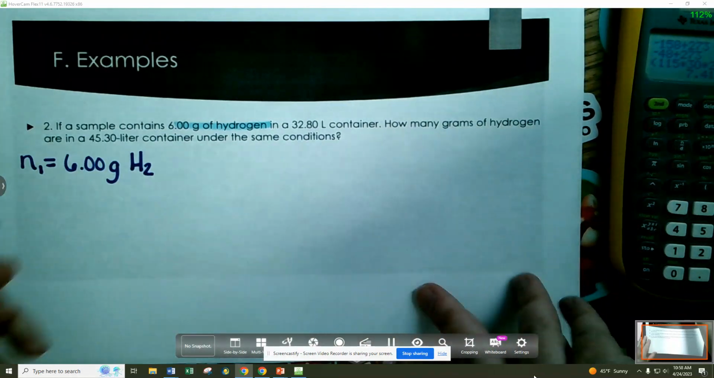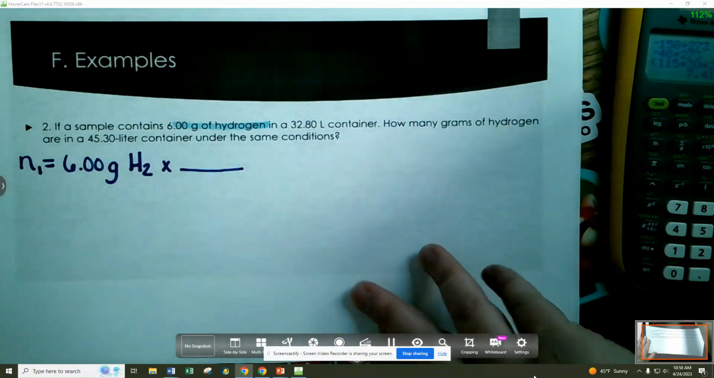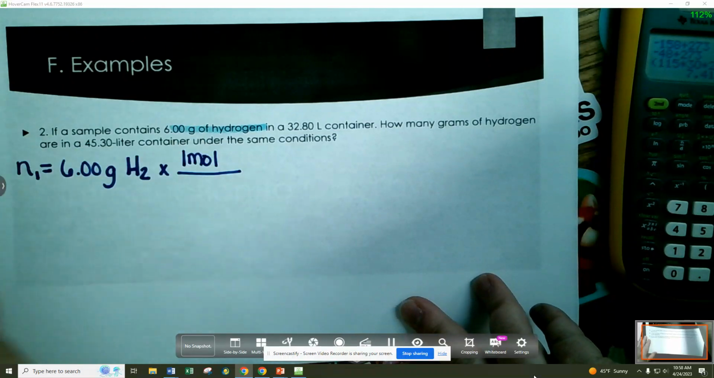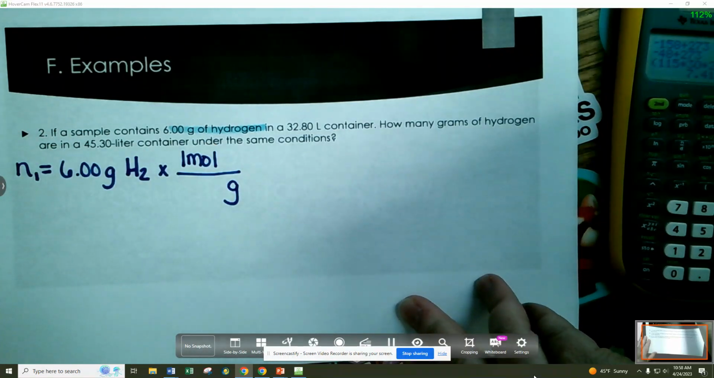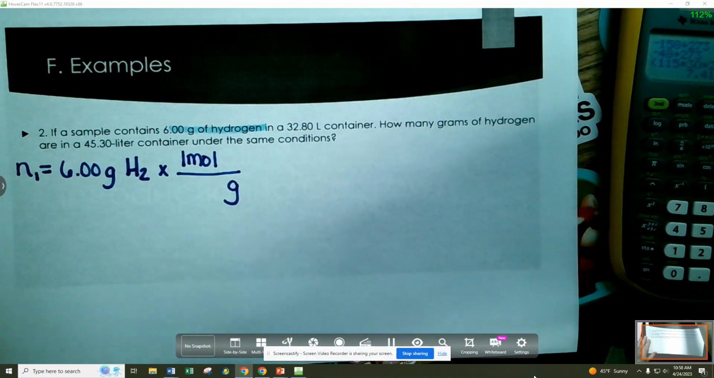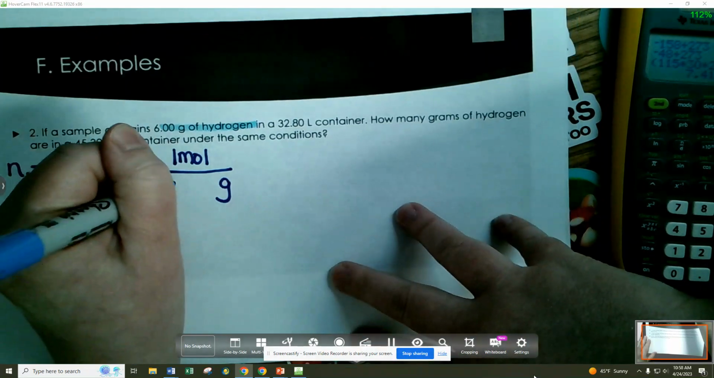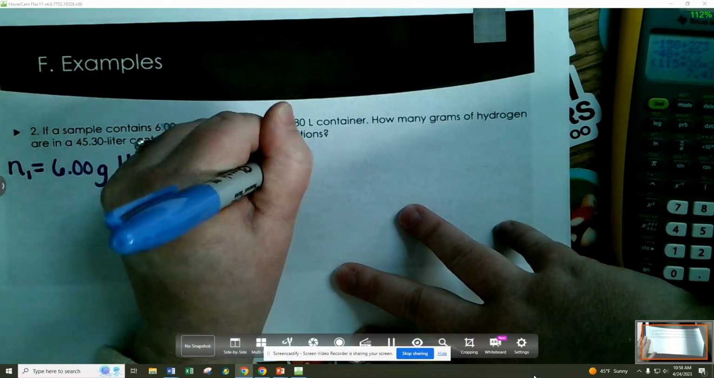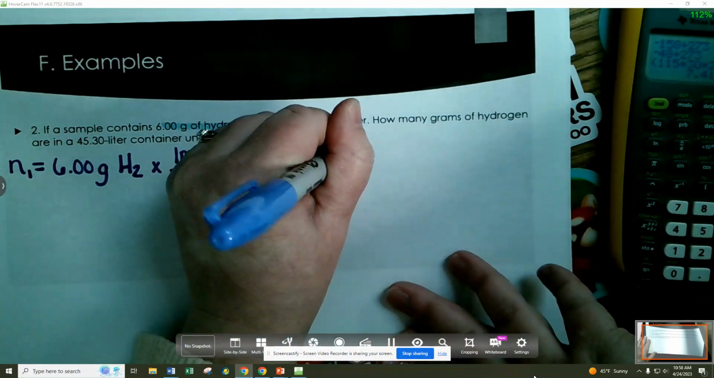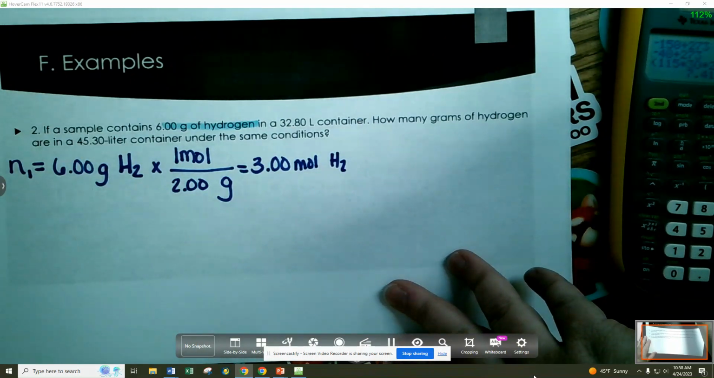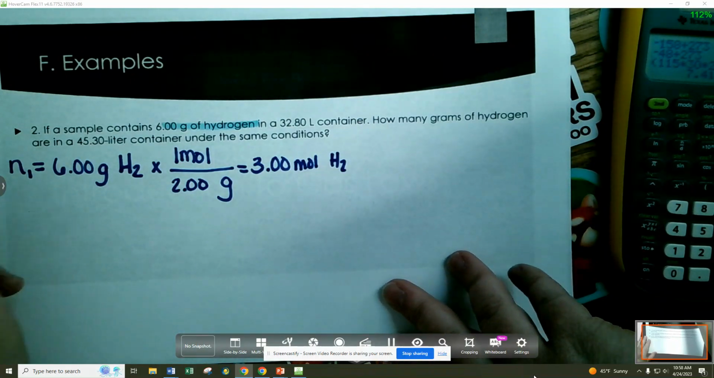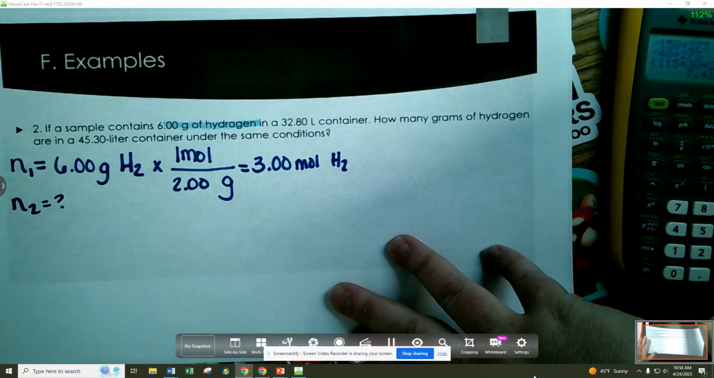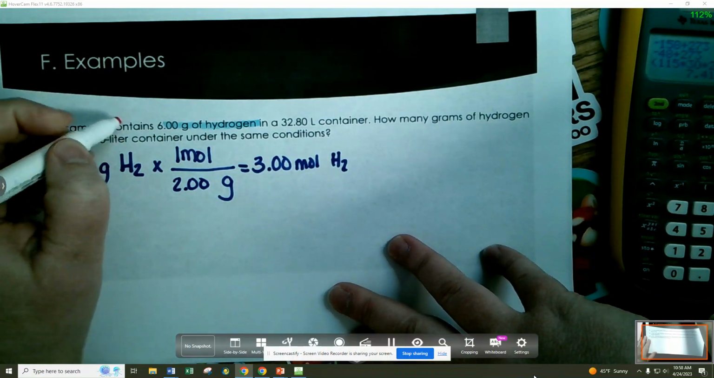So we need to convert it from grams to moles, and hopefully molar mass rings a bell. We know that the unit for molar mass is for every 1 mole, there's X amount of grams. If you go to your periodic table, hydrogen has a mass of 1. The formula for hydrogen is H2, therefore the molar mass of hydrogen is 2. So we have 3 moles of H2. And then from there, it asks how many grams of hydrogen. So we're solving for N2, which means we have all of our information to find volume.